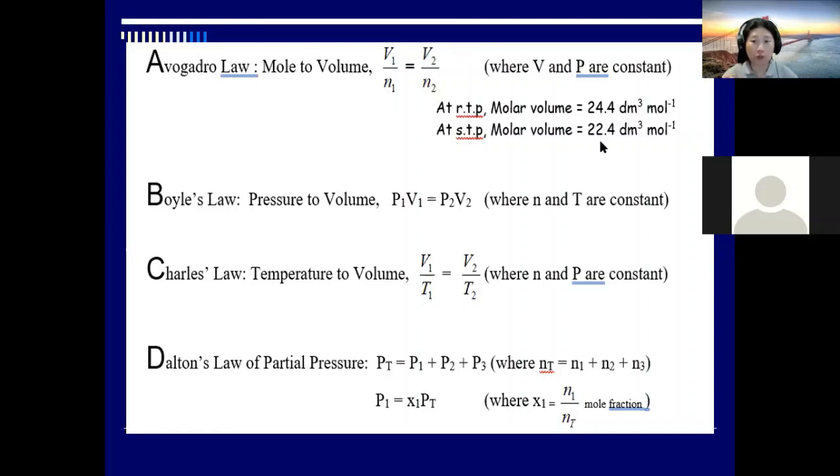Don't stop at 24. Because this is advanced level, you have to be very specific with the significant figures. 3 significant figures. So ignoring the size of the gas, the volume is directly proportional to the number of moles of the gas. The volume occupied by the gas is directly proportional to the number of moles of the gas, providing the temperature and the pressure are constant.